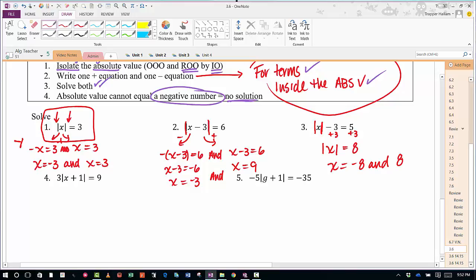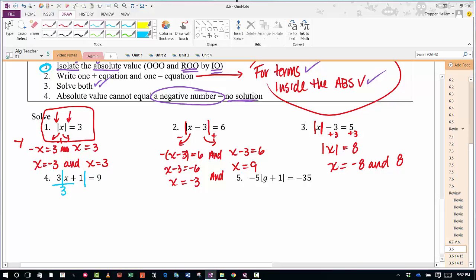All right, let's look at 4. It's getting a little more complicated as we go. I'm going to switch my colors so we don't get confused. Looking at 4, I'll look at my absolute value here. Now, not only do we have something on the outside, we have something on the inside. So it's kind of a mix. So the first thing we have to do is isolate the absolute value, right? Step 1. So let's get rid of that 3.